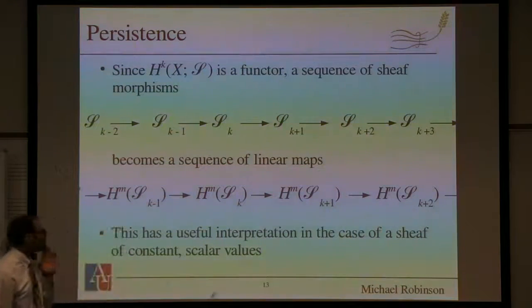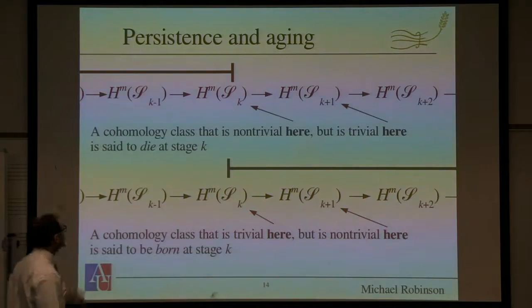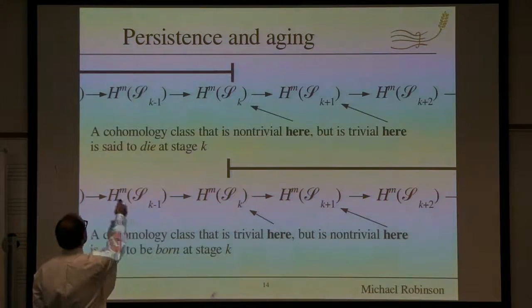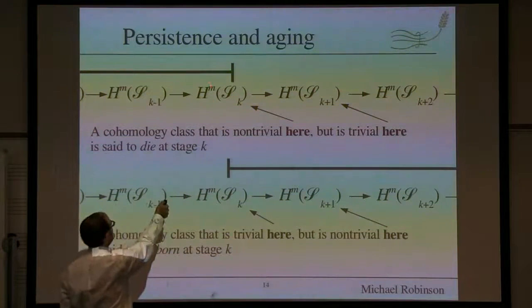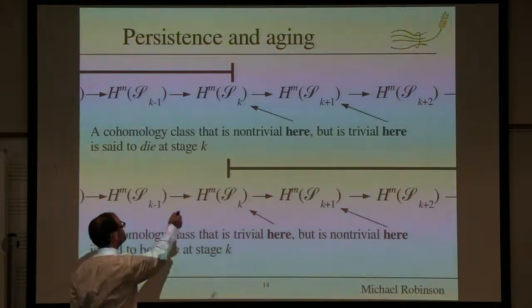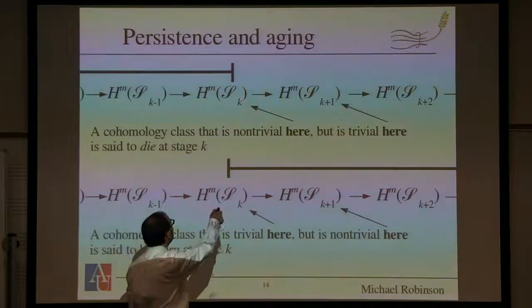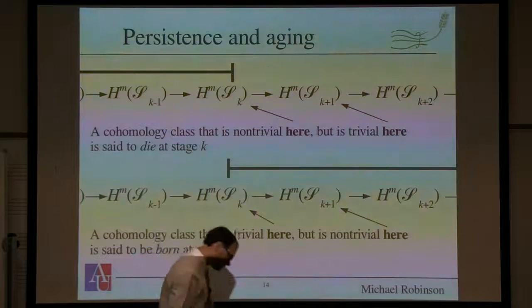But now I can ask, what happens to a particular basis element as I follow it through? Well, what could happen is I could have a particular basis element that shows up, that's present here, and when I map it forward, it's non-trivial here. So I've got a non-trivial basis element, still a basis element here, but when I map it through here, it ends up being in the kernel of this map. So it maps to 0.